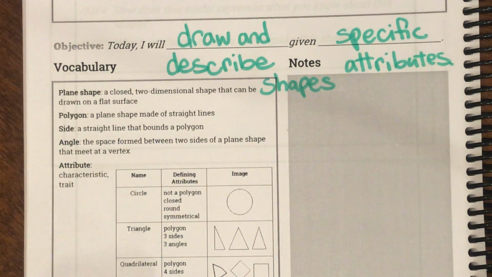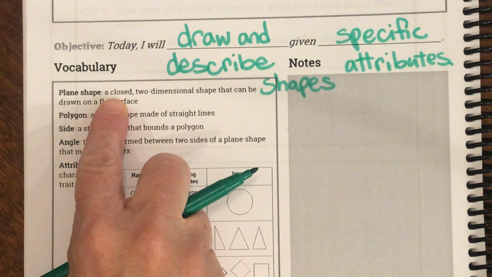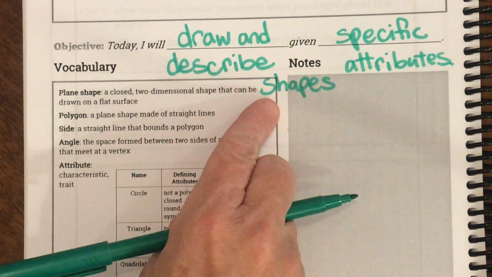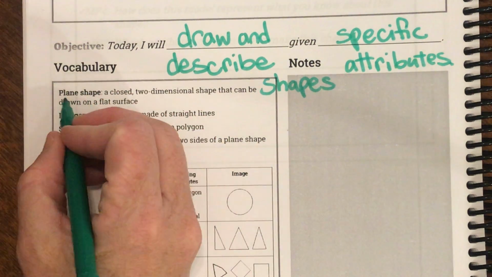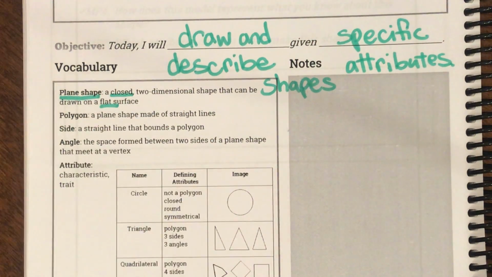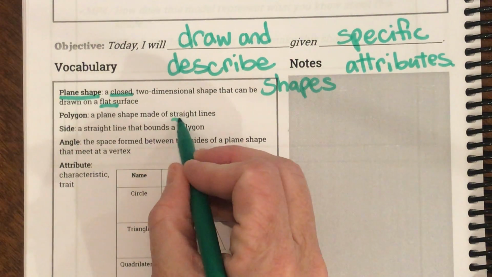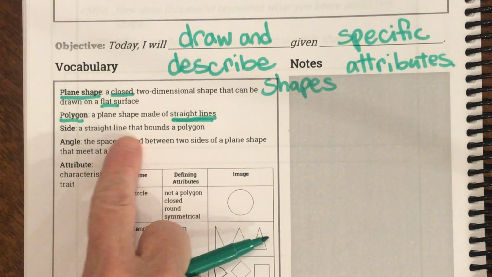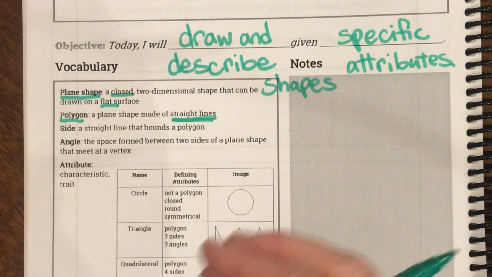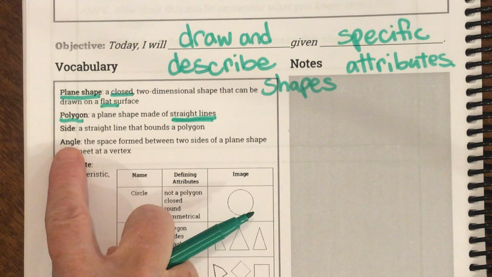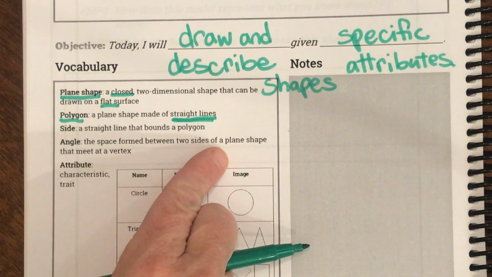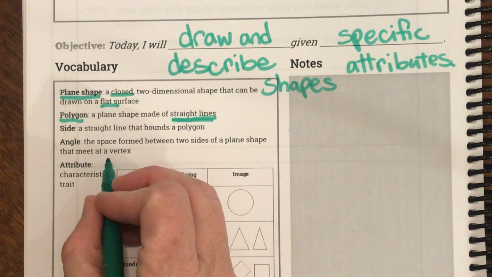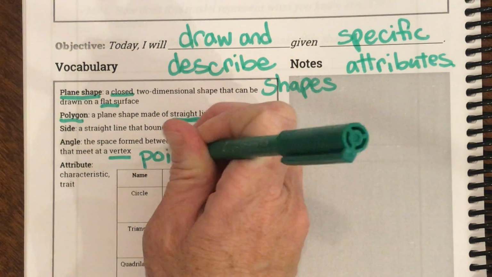Okay, so what do we have here? Our vocabulary says a plane shape is a closed, two-dimensional shape that can be drawn on a flat surface. So when I think of a plane shape, I think of closed and flat. Then we have a polygon is a plane shape made of straight lines. That's the keyword for polygon: straight lines. A side is a straight line that bounds a polygon. When it says bounds, it means it closes it. And an angle is the space formed between two sides of a plane shape that meet at a vertex. And remember, vertex was our fancy math word for the point.